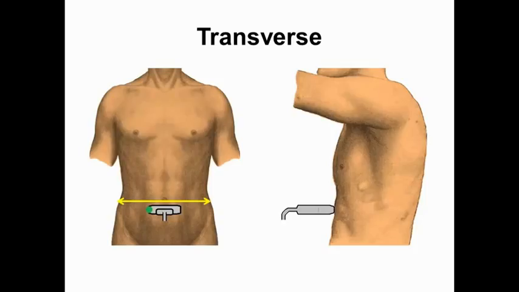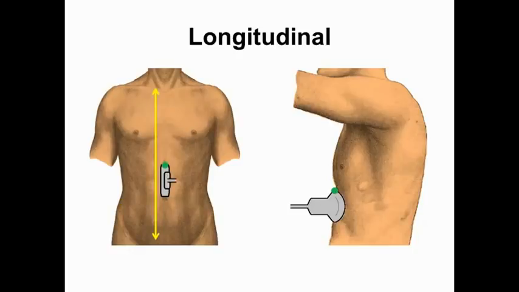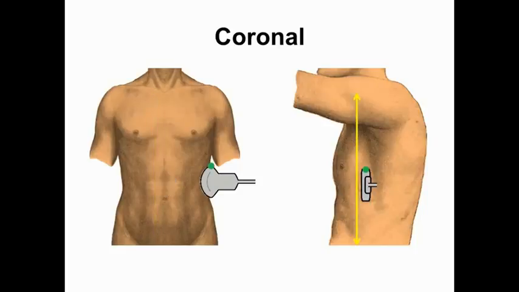The transverse axis takes horizontal or left-to-right cuts of tissue. The probe indicator should point to the patient's right side. The longitudinal axis takes vertical or top-to-bottom cuts of tissue. The probe indicator should point to the patient's head. The coronal axis will take vertical or top-to-bottom cuts of tissue through the patient's side. The probe indicator should point to the patient's head.